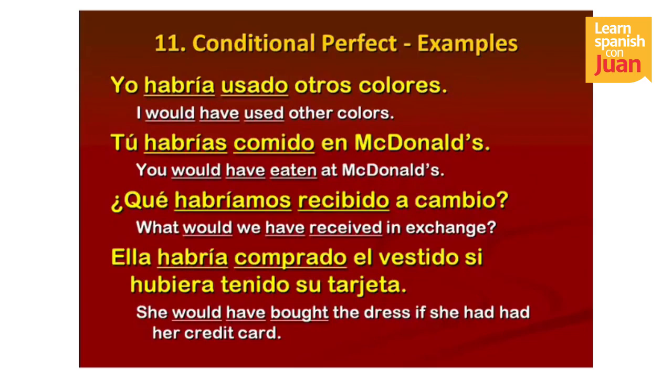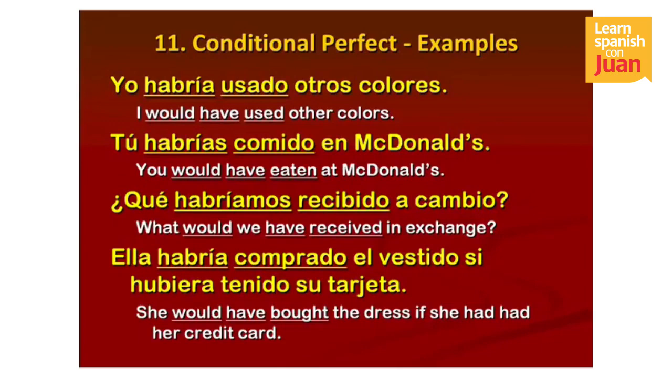Ella habría comprado el vestido si hubiera tenido su tarjeta. She would have bought the dress if she had had her credit card. So we're using the conditional perfect habría, habrías, etc., plus the past participle to say what someone would have done. Okay, would have done. Now, the very last example you can tell is kind of a tricky one.